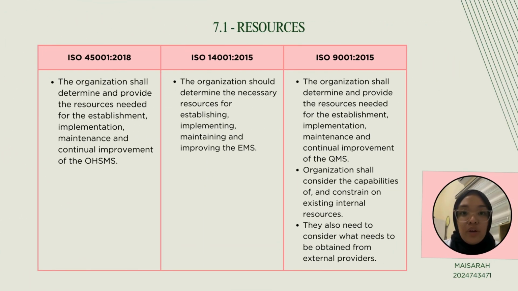For ISO 45001, the organization shall determine and provide the resources needed for the establishment, implementation, maintenance, and continual improvement of the OH&S management system. For ISO 14001, organization should determine the necessary resources for establishing, implementing, maintaining, and improving the environmental management system. For ISO 9001, the organization shall determine and provide the resources needed for the establishment, implementation, maintenance, and continual improvement of the quality management system. Organization shall consider the capabilities, constraints on existing internal resources, and what needed to obtain from external providers.